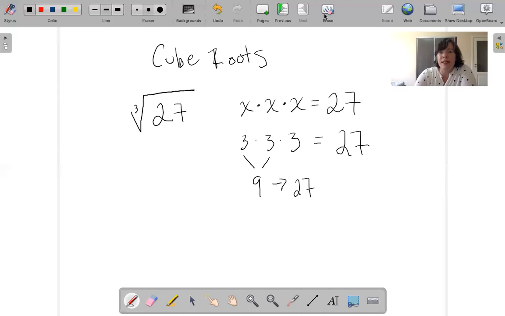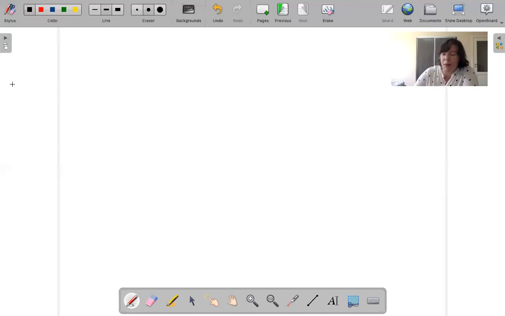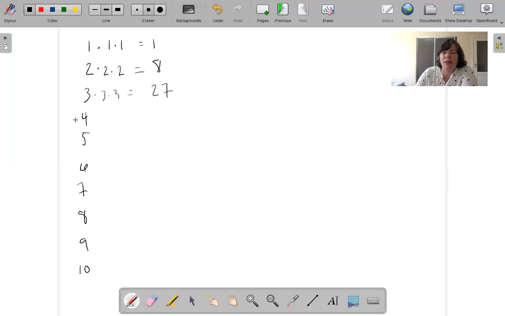They're really easy. All you need to memorize is 1 through 10. 1, 2, 3, 4, 5, 6, 7, 8, 9, 10. Watch how easy this is. 1 times 1 times 1 is what? 1. 2 times 2 times 2. Well, 2 times 2 is 4, times 2 is 8. 3 times 3 times 3, we just did that, 27.